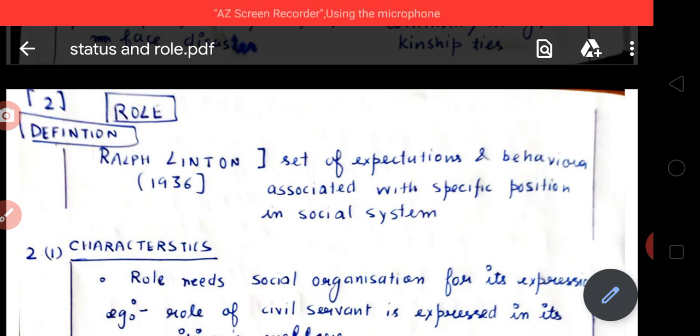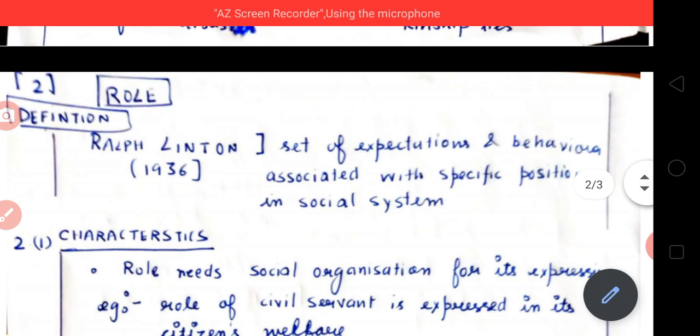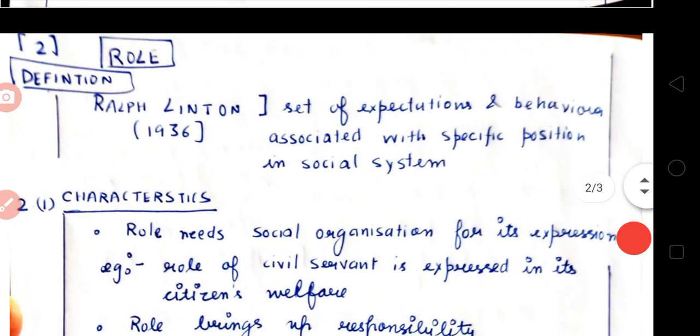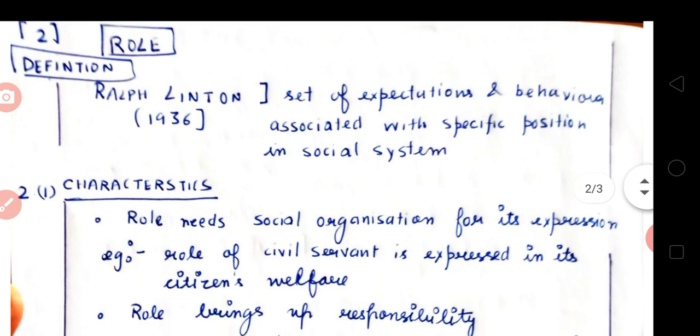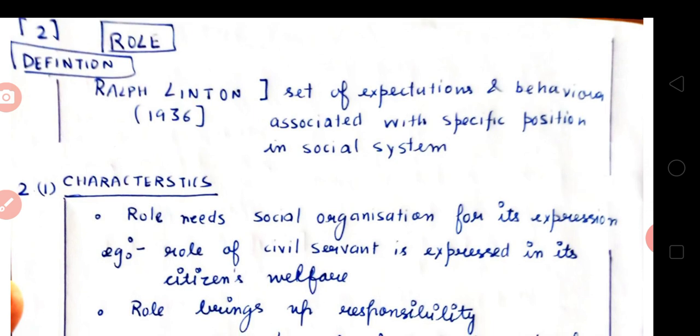Its definition was given by Ralph Linton in 1936 in the book The Study of Man. He defined role as the set of expectations and behavior associated with specific positions in a social system. For example, a father occupies a specific position in a social system. Hence, he is responsible for his child, for educating his child, for teaching values to his child. So these are expectations and behavior from a father towards his child. Hence, that is his role.